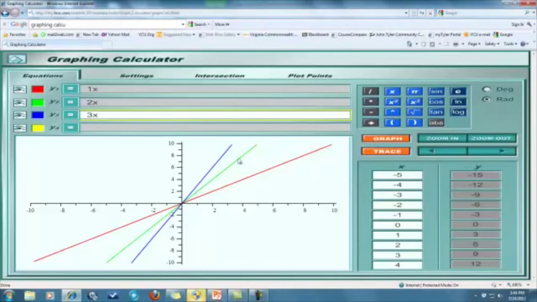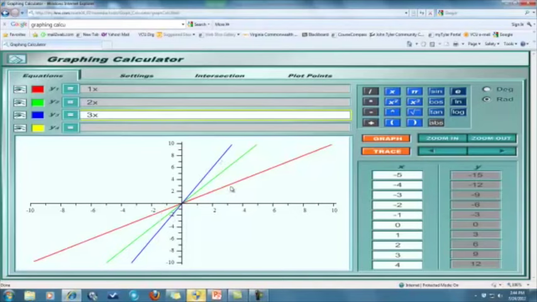Notice all three of these lines show an uphill rise. They're increasing when you look at them from left to right. A line with a positive slope will always be a line that increases from left to right. Also notice that as the slope of a line increases, the steepness of the line also increases. In other words, the line has more slant to it.